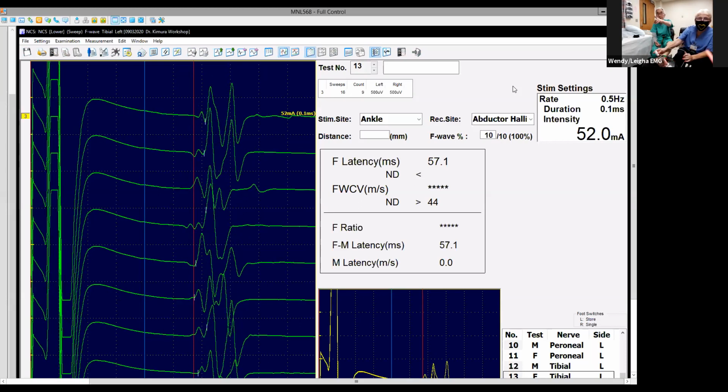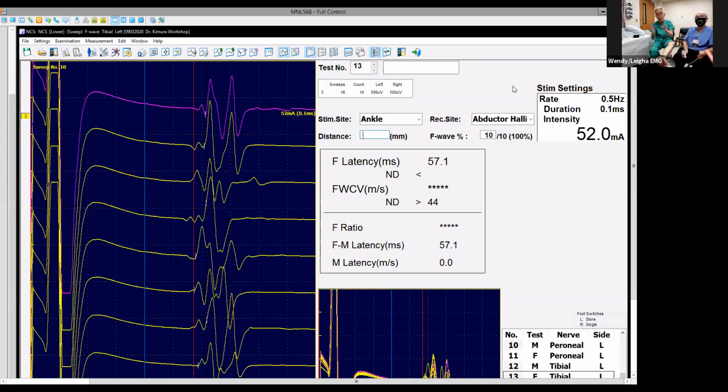Now, the reason why tibial nerve F wave is so good and the peroneal nerve F wave is so poor, there's a very good reason that very few people know. I think the reason tibial nerve F wave is good is, as you know, below the ankle, all the muscle fibers are innervated by tibial nerve, except one.